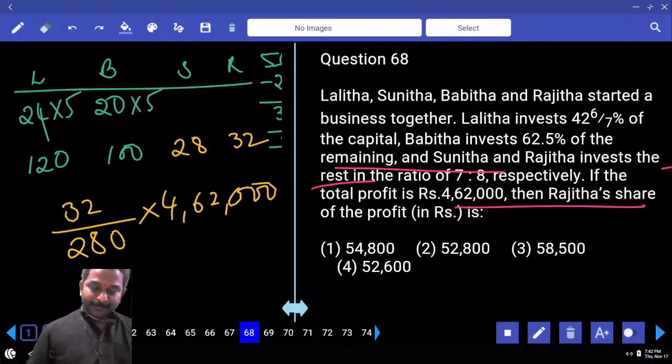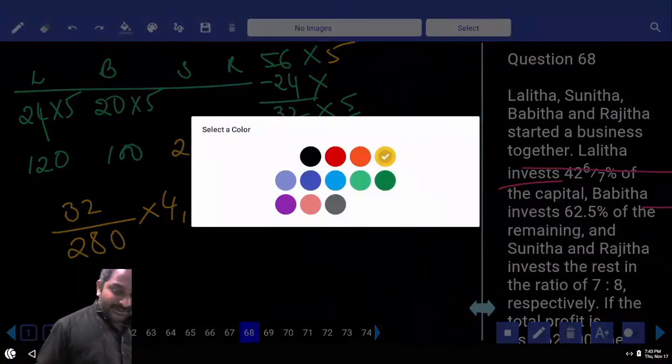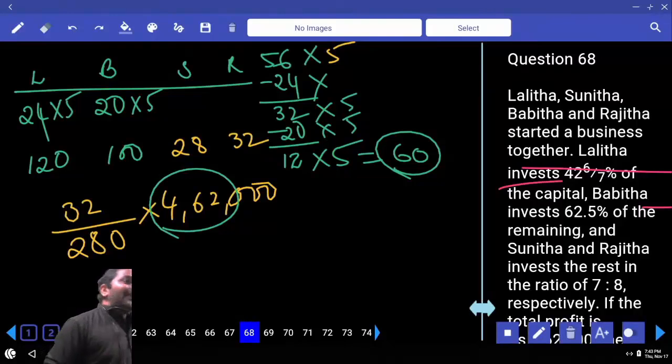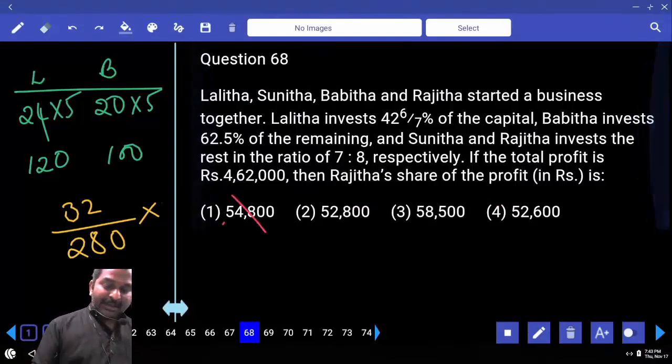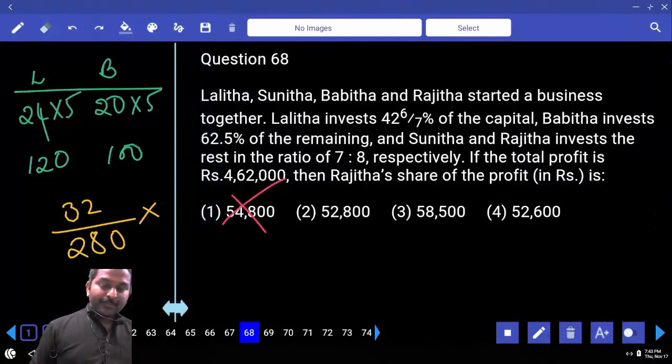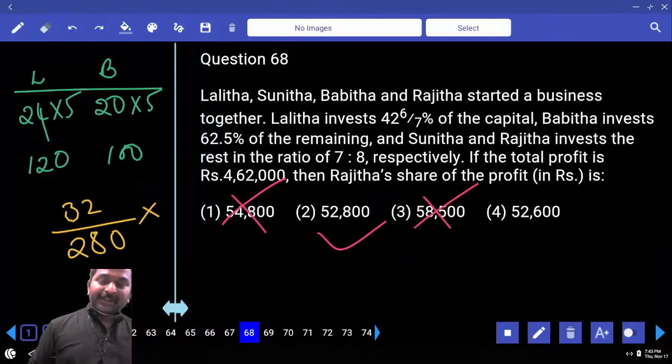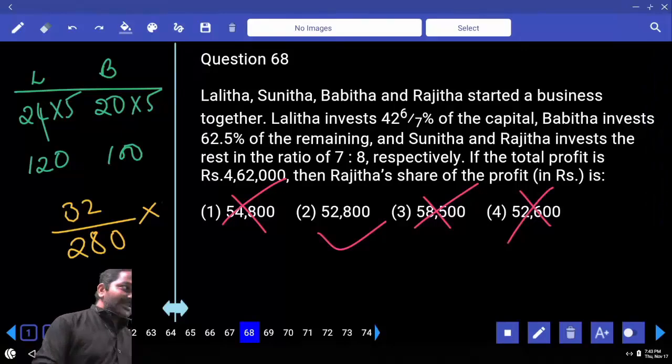Can it be the first option? Let me see. Is 462 a multiple of 11? Is there a multiple of 11 in the denominator? So the answer must compulsorily be a multiple of 11? Can it be the first option? Can it be the second option? It is a multiple of 11. Can it be the third option? Can it be the fourth option? Second is the final answer.